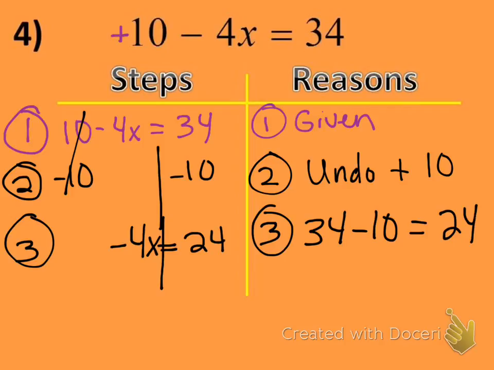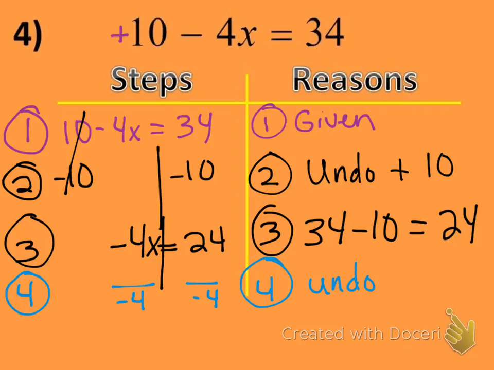All right, now we can tackle that negative 4. How am I going to get rid of the negative 4? Yeah, I'm going to divide both sides by negative 4. I am dividing by negative 4 to undo what? Multiply. Yeah, we're undoing the multiplying of negative 4.